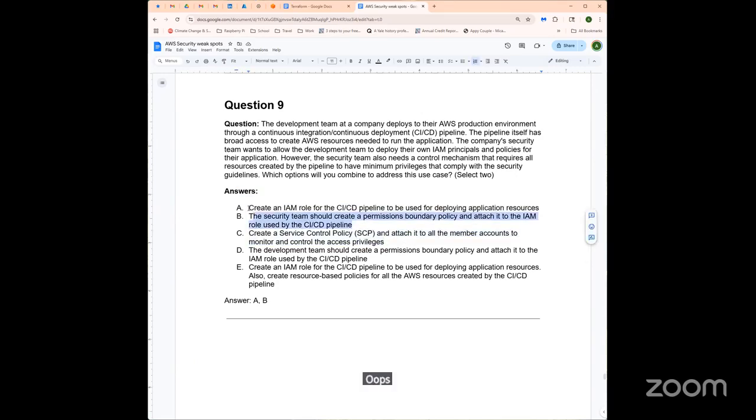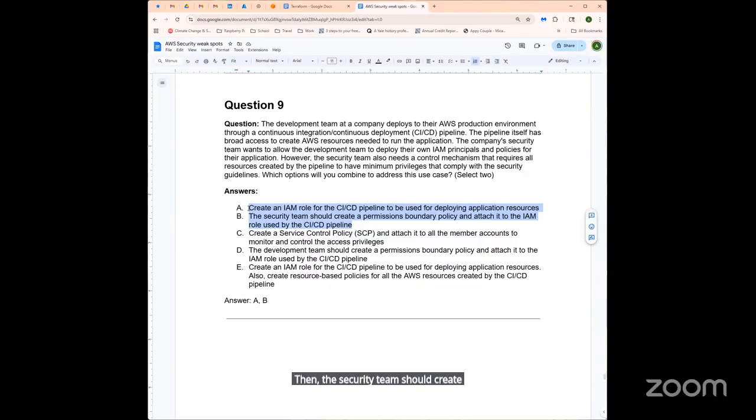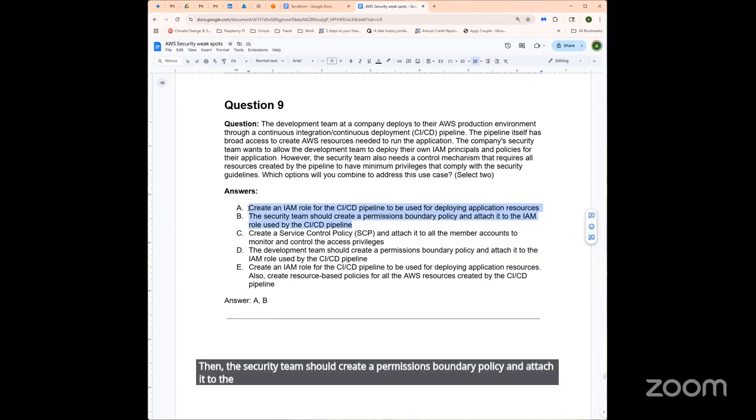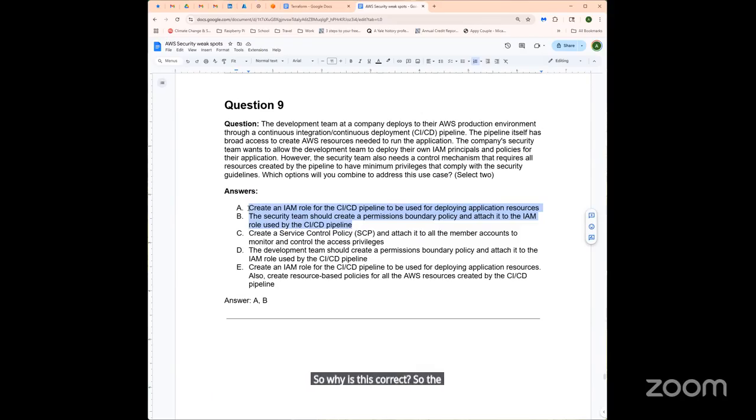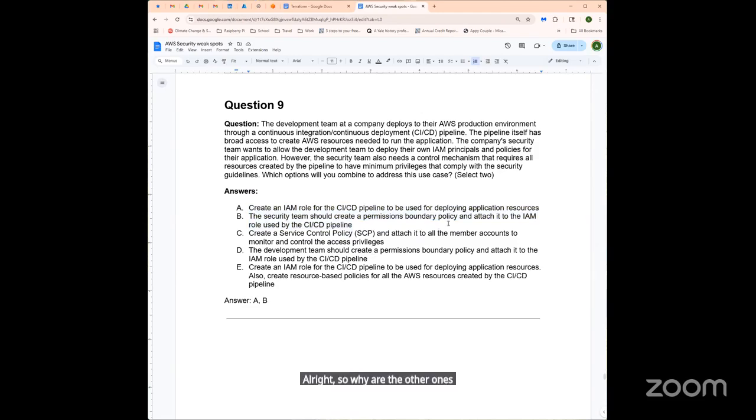All right. One, create an IAM role for the CI/CD pipeline to be used for deploying application resources. Then the security team should create a permissions boundary policy and attach it to the IAM role used by the CI/CD pipeline. So why is this correct? The CI/CD pipeline needs an IAM role for deployment. Permissions boundaries allow the security team to set maximum permissions while delegating to the IAM principal the ability to create the development team's resources, which ensures compliance with security guidelines. All right, so why are the other ones not correct?